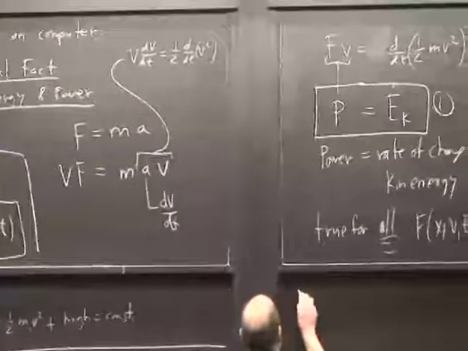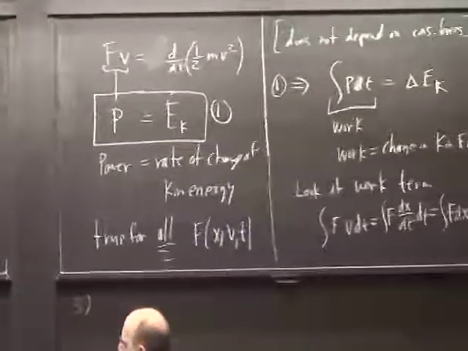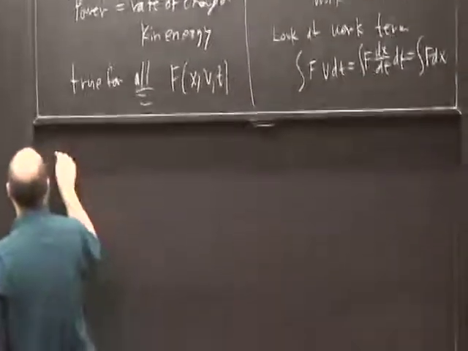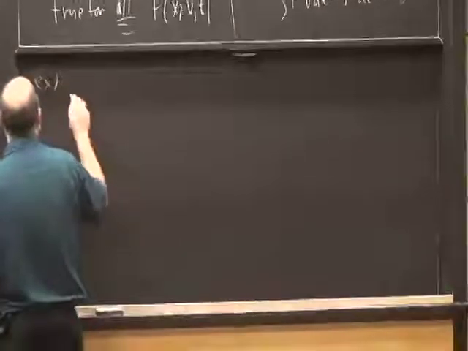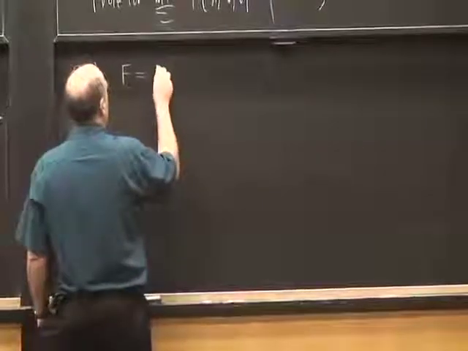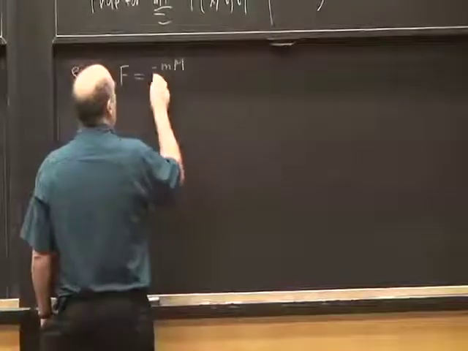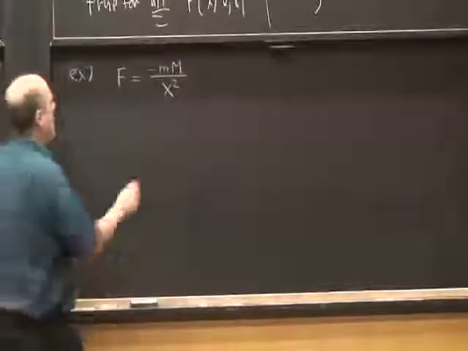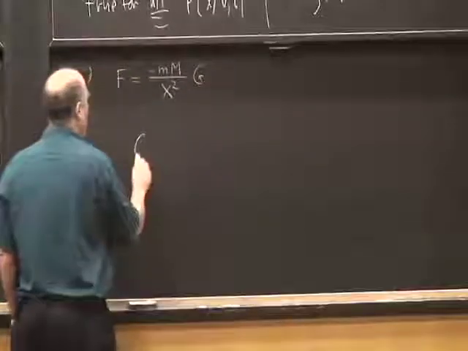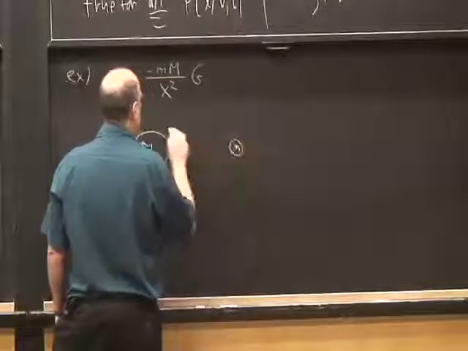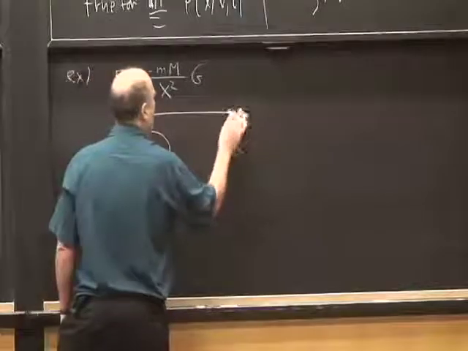The third most famous example is not near Earth gravity. So this is still an example of potential energy, where the force is equal to minus Mm over x squared, times G. What we're going to do is we have a capital M here, we have a little m here. Let's measure x in this direction.